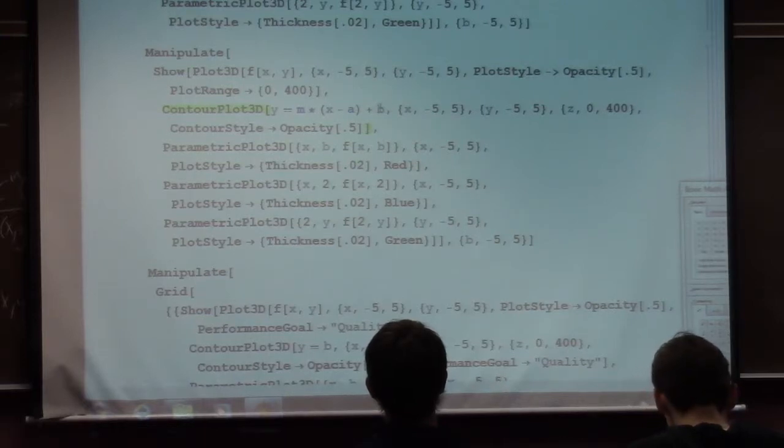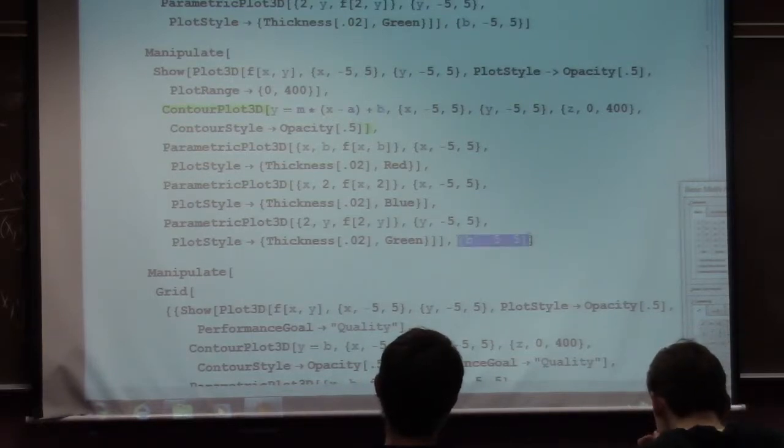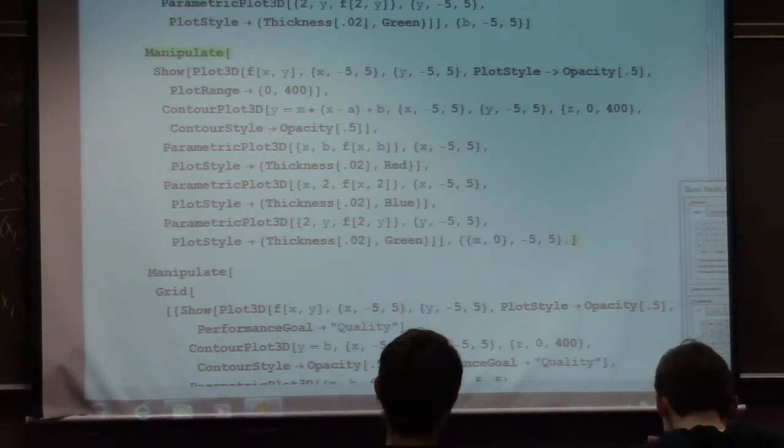b is now no longer going to be the y coordinate of the plane. Instead, as in that graph up there, it's going to be the second coordinate of the point it's going through. m is going to be the slope. m, a, and b are all going to be animation parameters. In fact, let's start them all out at 0. Here's the syntax for how you start them all out at 0, and go between -5 and 5.